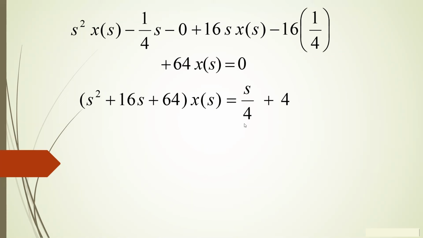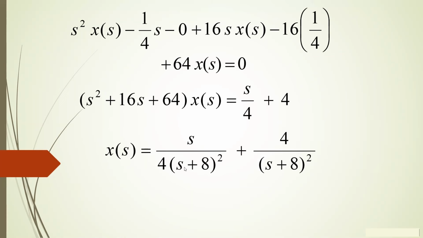On the right side, it's s over 4 plus 4. On the left, you can factor out this term. Now, since I don't need this term, let's divide everything. You'll get this. Now we have a problem because the right side, it's easy. We know, it's just the shifting theorem. On the left side, it's not the shifting theorem because for the shifting theorem here, there should be no s on top.